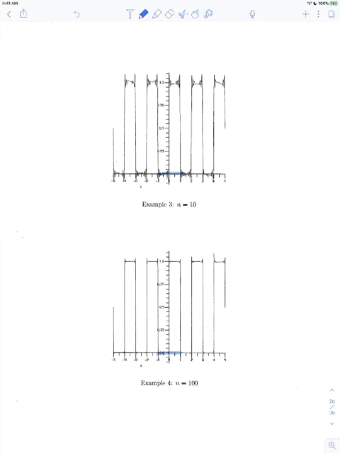Now these are all continuous functions because I'm adding together finitely many continuous functions. Here we're looking at n equals 0 to n equals 100. So that's a lot of sine functions that I'm adding together, but they're all continuous, so the result is continuous.